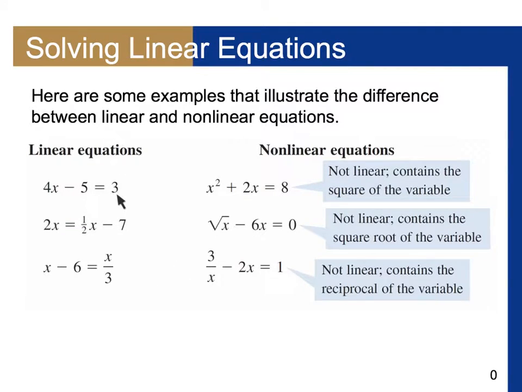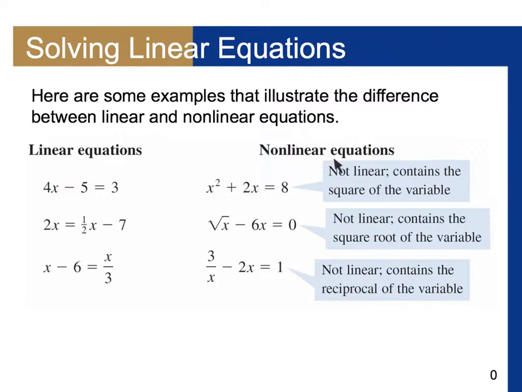4x minus 5 equals 3. If we wanted 0 on one side, we could subtract 3 on both sides. 2x equals 1/2 x minus 7. Here we could get x and the number on the other side, so we would get 0 on one side. But notice we just have x here. We don't have x squared. This is also a linear equation. It might not look like it because of the divide by 3, but x over 3 is the same thing as 1/3 x. So x minus 6 equals 1/3 x is also a linear equation. We can get 0 on one side, and we're just going to have something times x here.